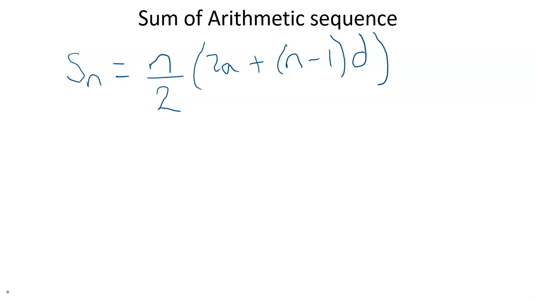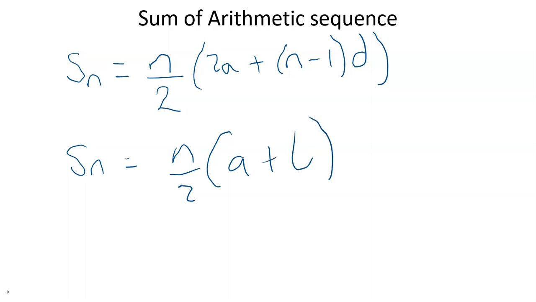So as I say, if you want to see just the examples, skip ahead. I don't know how far because I haven't rambled on about it yet, but just keep skipping until you get to the examples. They're on another page, and if you want to see how and where this comes from, then stick around. Now another version of this is that Sn equals n over 2 times (a plus l), where l is the last term.